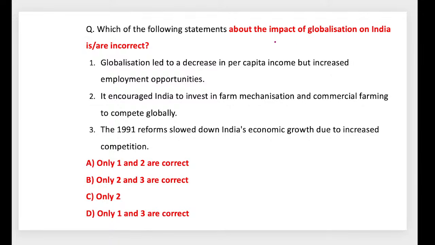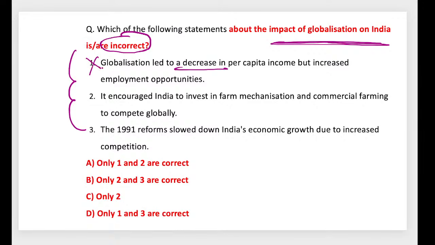Next question: impact of globalization on the Indian economy. What we have to find out is the incorrect statement. The first statement, which is incorrect: globalization led to decrease. Second statement: it encourages India to invest in farm mechanization and commercial farming globally. Then: 1991 reforms slowed down, it sped up India's growth.